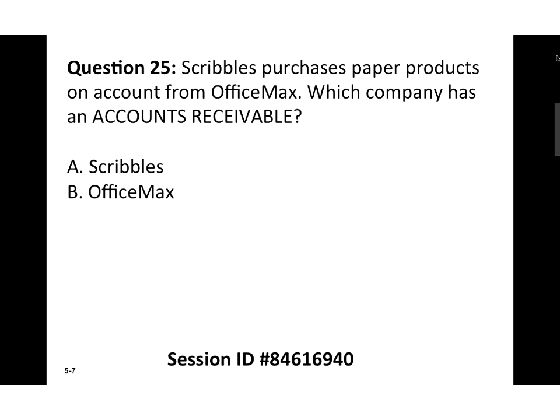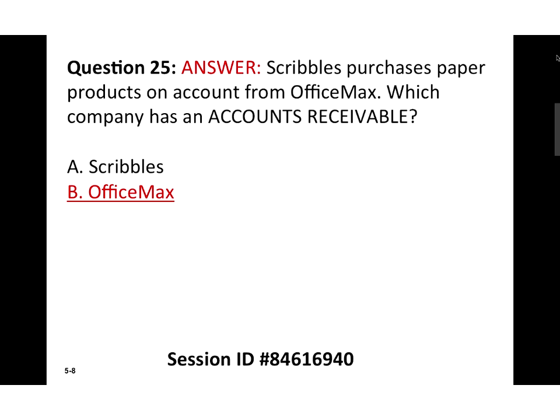Over 90% of you have this right, so that's wonderful. Leave this one open for a minute after I close it. So if you're just getting logged in, you have about a minute left, but I'm going to go over the answer. The answer is OfficeMax has an accounts receivable. OfficeMax sold the paper to Scribbles, so OfficeMax is owed the money, so it's accounts receivable. Scribbles is OfficeMax's customer. On the flip side, Scribbles has accounts payable because it owes OfficeMax for the paper.